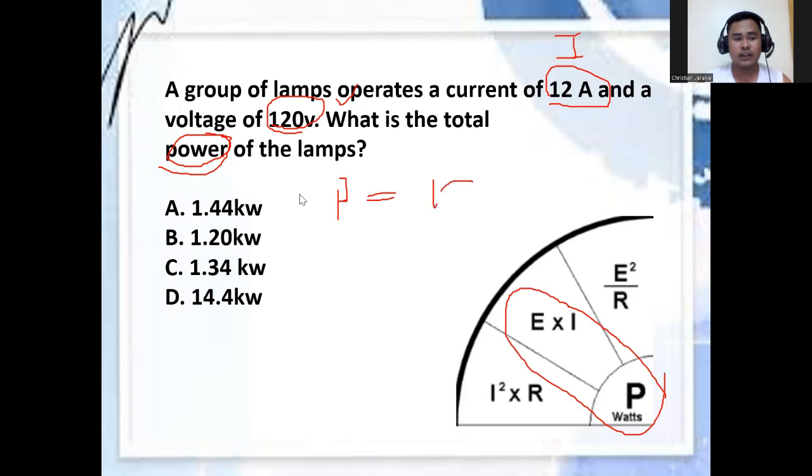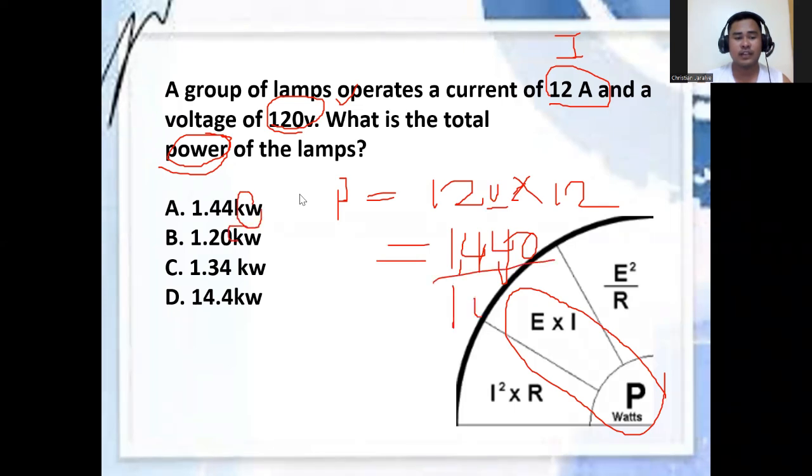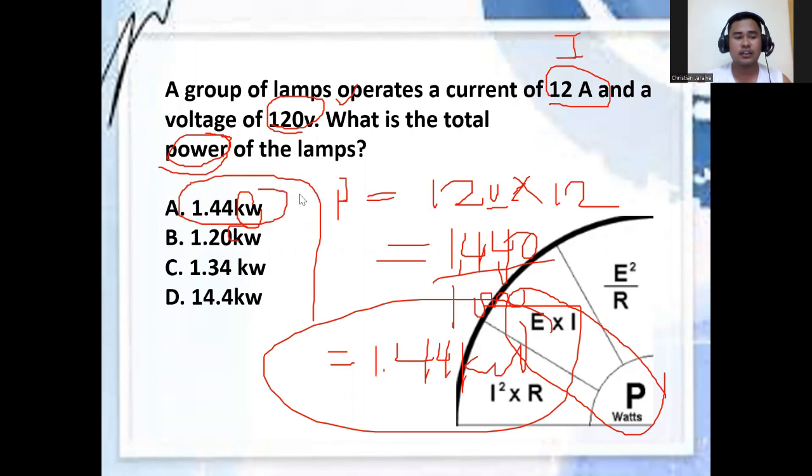That becomes 120 multiplied by I or current, that is 12. 12 times 12, that is 144. You add 10, that becomes 1,440. The answer here is in kilowatt, so you have to divide this one by 1,000. Therefore, it becomes 1.44 kilowatts. The answer here is on letter A. Okay? The answer here is on letter A, 1.44 kilowatt.